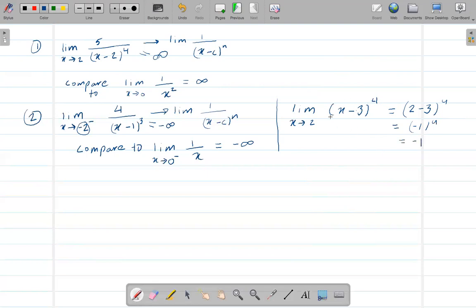So if we don't have a fraction, then it will be easy to see. But if you have a fraction like this, then it's difficult to find the limit, right? So that's why we compare to a similar equation, and whatever answer we get from there will be the same answer for this as well. All right, so this is the idea for these kinds of problems.